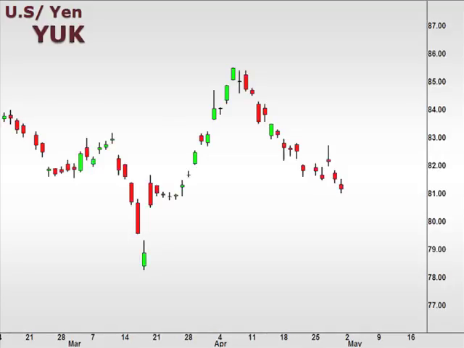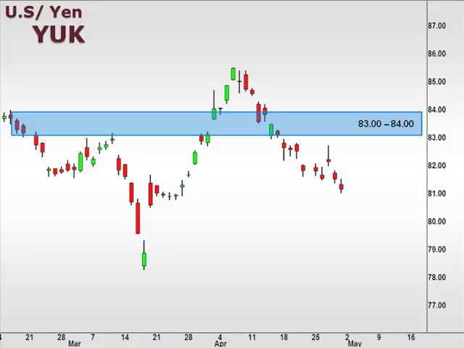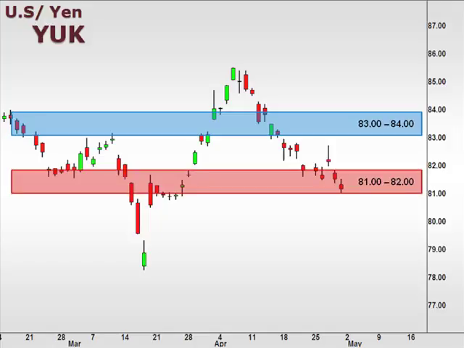Let's take a look at the YUK. Well, the YUK failed to reverse back above 83-84 last week, continuing lower to test support at the 81-82 support level. Now, we should see a bounce here this week. However, the trend in force remains to the downside.